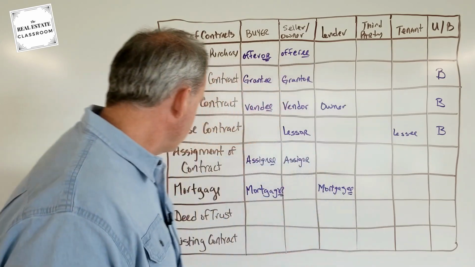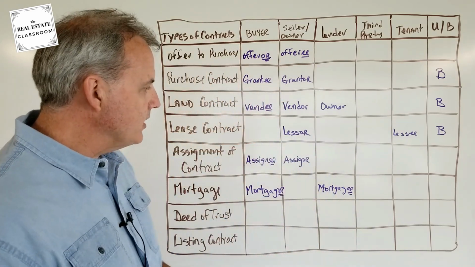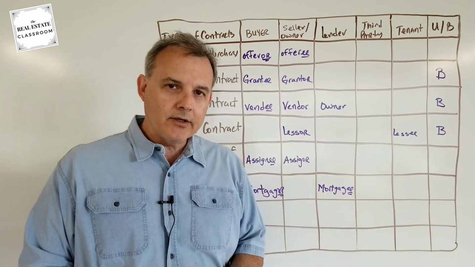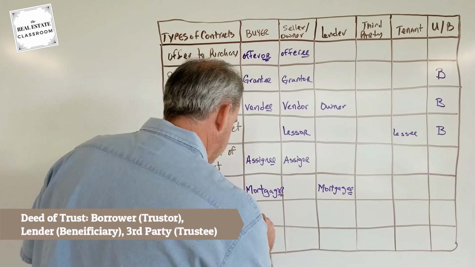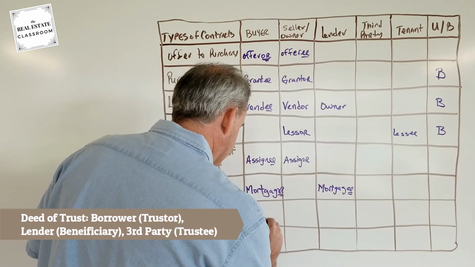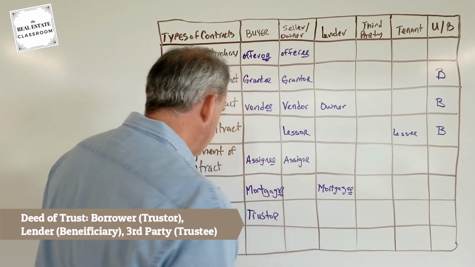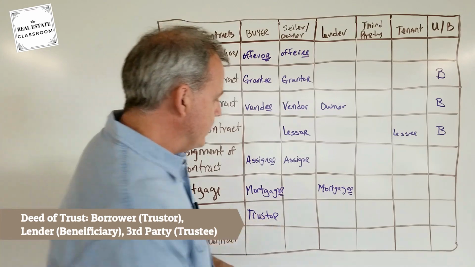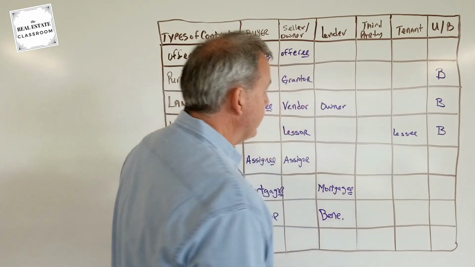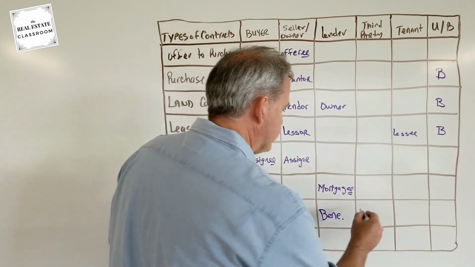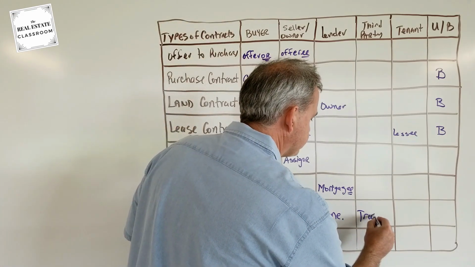The next one I want to talk about is a deed of trust. Now, a deed of trust is actually going to have three players here. The first one is called the trustor, O-R. And the lender is the beneficiary. And then the third party is the trustee.